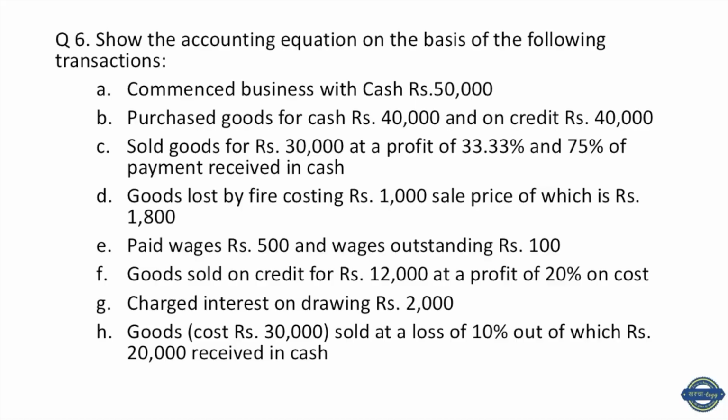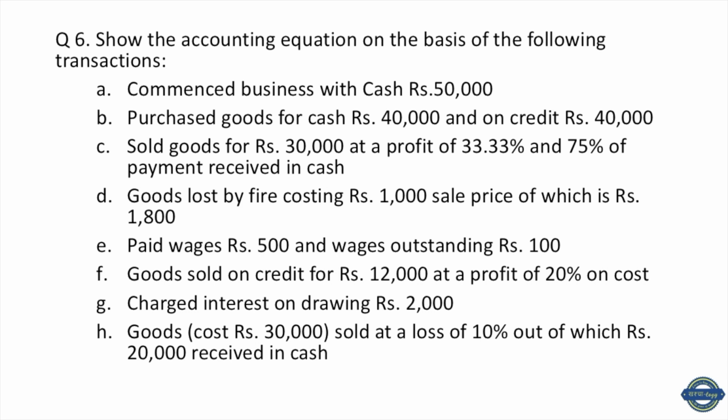Let's continue this. Let's start with accounting equation question 6. Show the accounting equation on the basis of the following transactions. Commence business with cash rupees 50,000, purchase goods for cash rupees 40,000 and on credit rupees 40,000. Sold goods for rupees 30,000 at a profit of 33% and 75% of payment received in cash. Goods lost by fire costing rupees 1,000, sale price of which is rupees 1800.